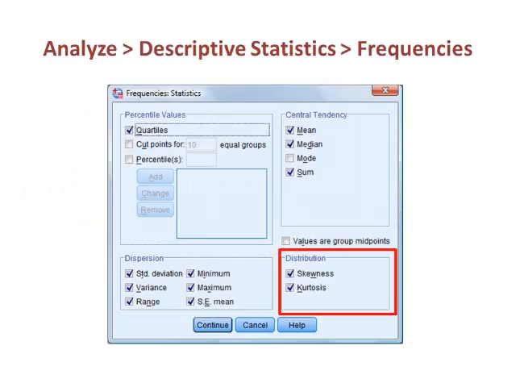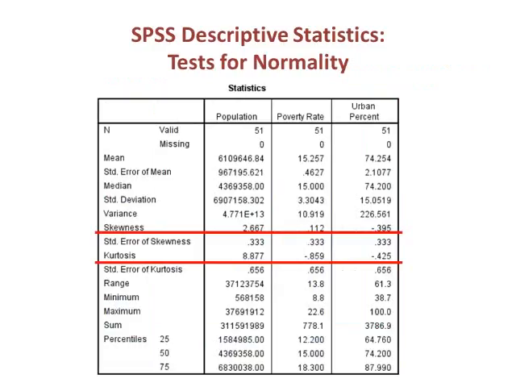Skewness and kurtosis are statistical tests for normality generated by both the frequencies and explore commands in SPSS and PSPP. Here I show the statistics option from the frequencies command, which allows us to select skewness and kurtosis as measures of distribution. Here are the statistics on the output.